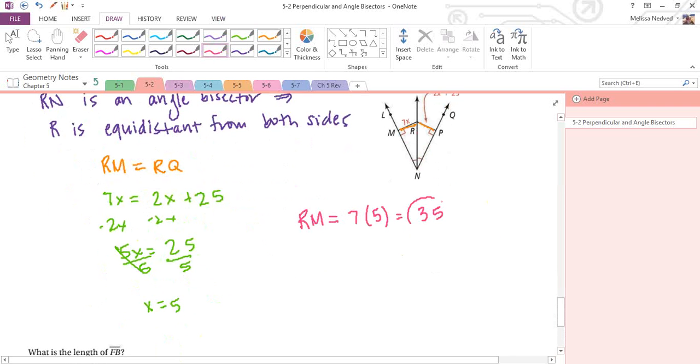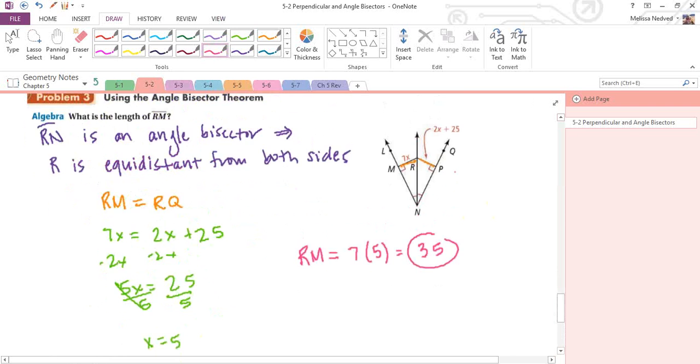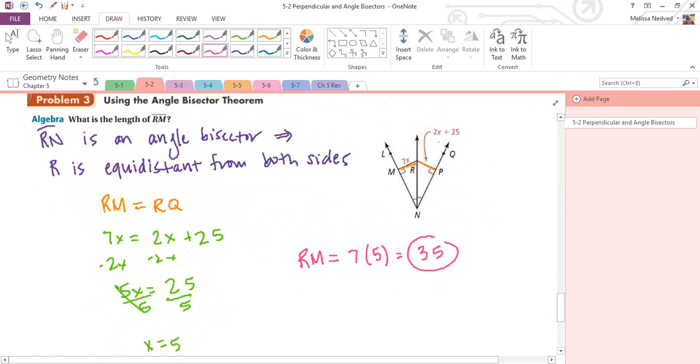And again, that 30-second check, let's double check to make sure RP is also 35. 2 times 5 is 10. 10 plus 25 is 35. We did our math right.